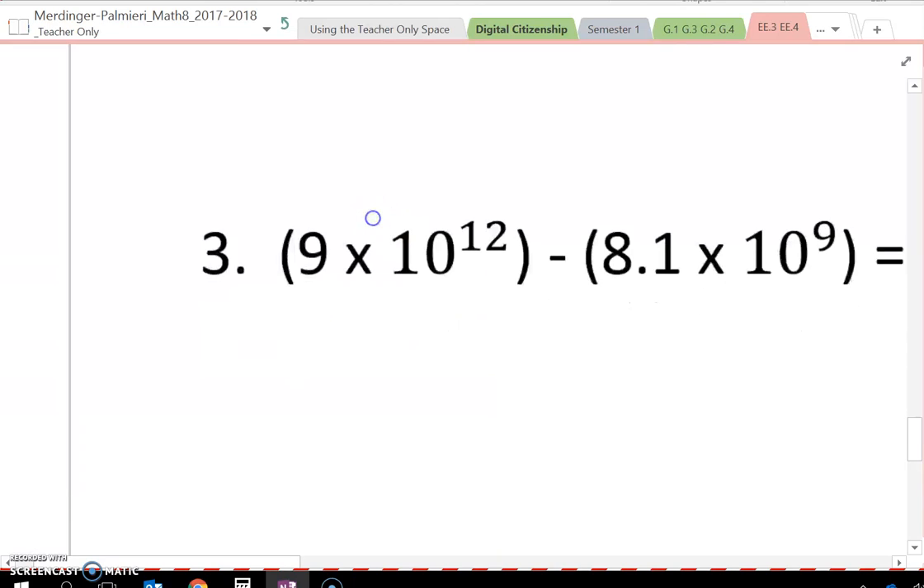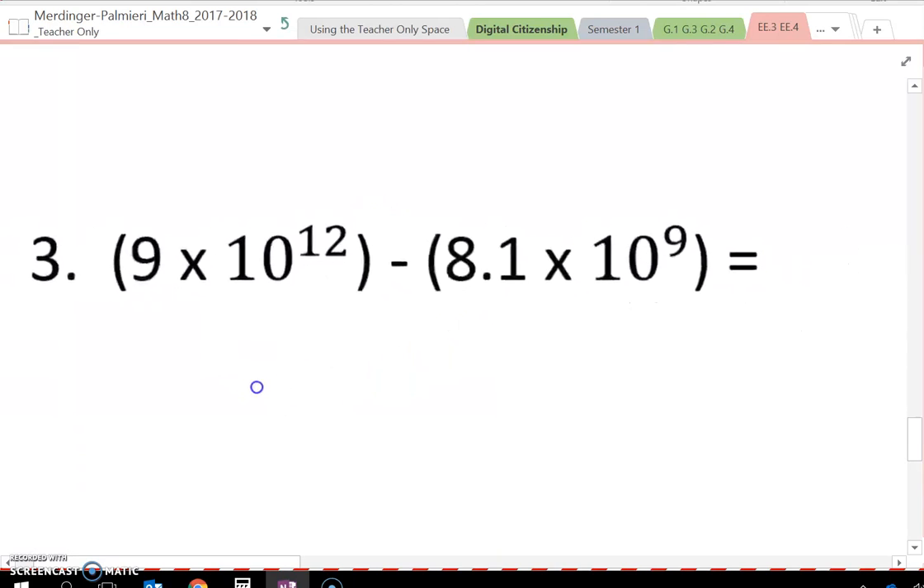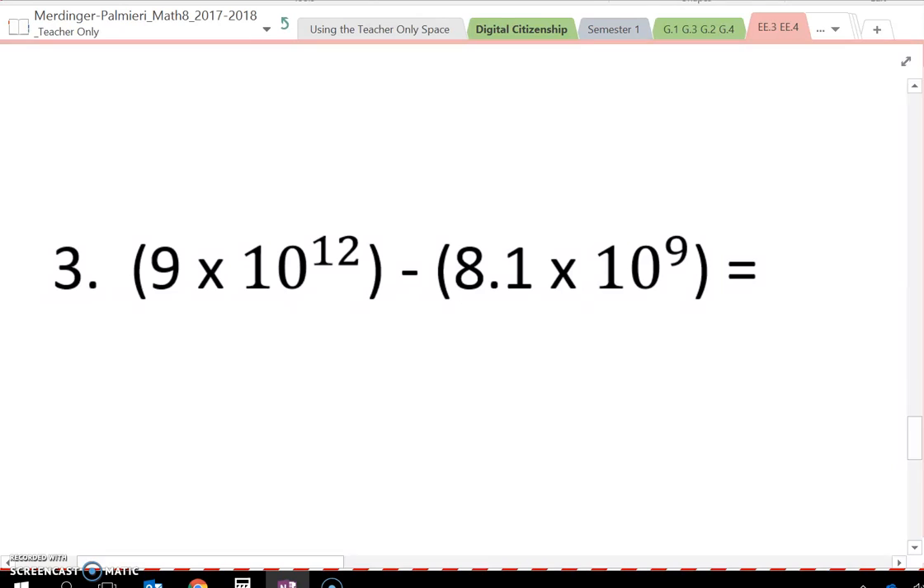All right, let's find problem number 3. This time, when I look at my exponents, I want you to note that we're not just moving 1 space away, we're moving a little bit more than that. You can move 4 spaces, 5 spaces, even 9 spaces, though we typically don't make you do that many moves on a decimal point. So our smaller exponent is the 9. I want to turn that into a 12. In order to turn a 9 into a 12, I'm going to add 3.